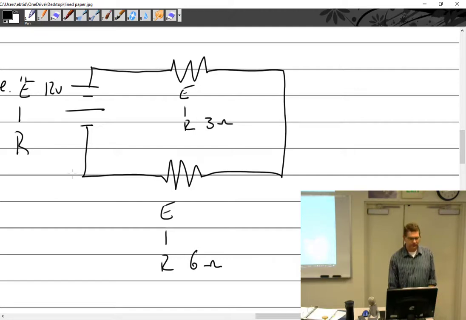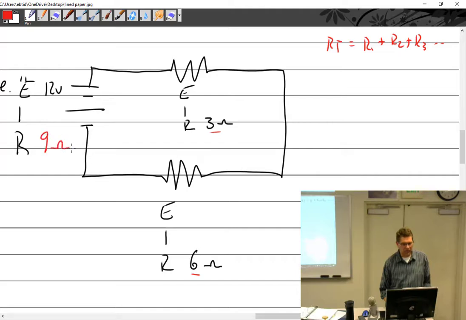Total resistance. Total resistance is exactly what I can find. So I told you that this has 6 ohms and this has 3 ohms, and you know that R total equals R1 plus R2 plus R3, on, but I only have 1 and 2. So what is my total resistance? Okay, 9 ohms. Now I've got two things, and I can find the third.